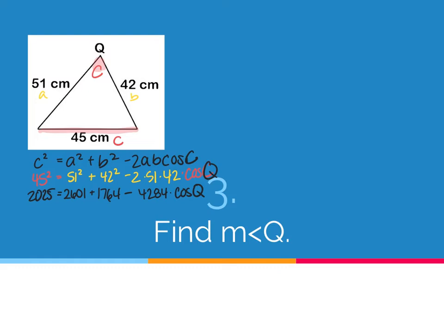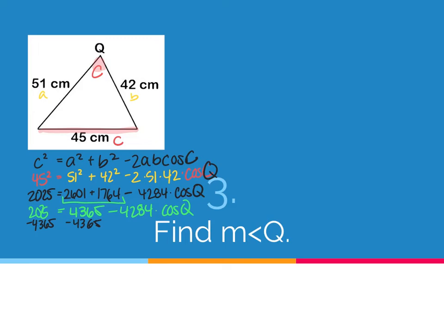What we are going to put into our calculator right now is this part. So 2,601 plus 1,764, we get 4,365. I'm going to bring everything else down. We are just solving an equation at this point. We want to get the cosine of Q all by itself. So what we're going to have to do is move the 4,365 by subtracting that number on both sides.